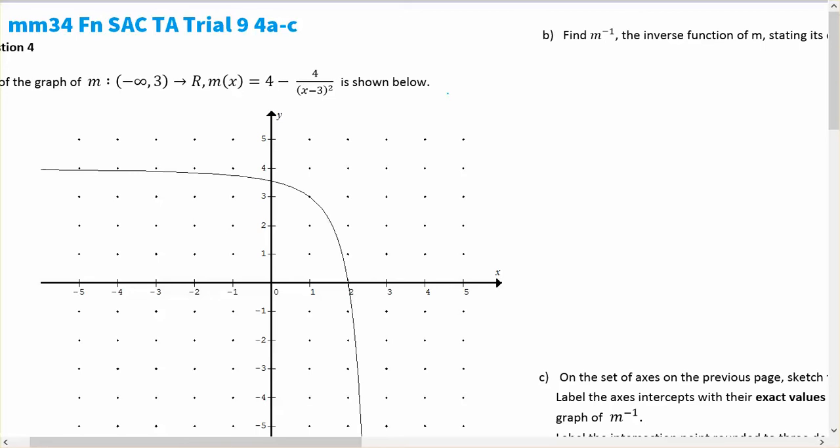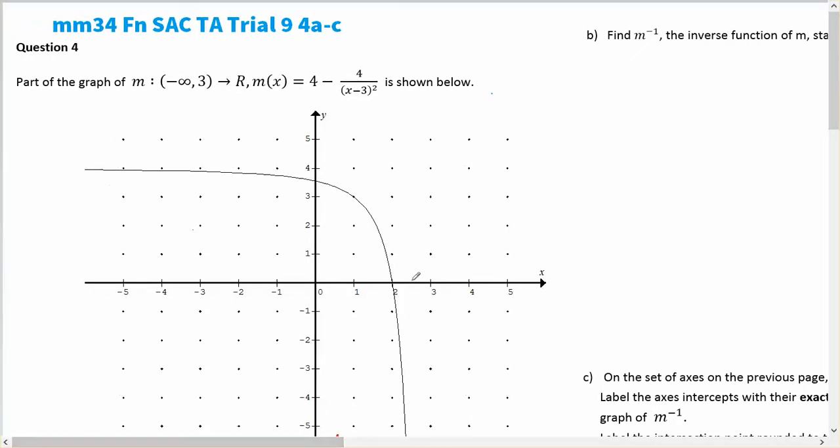This is for Year 12 Methods. It comes out of the functions trial number 9, question 4b. 4a, c and d are done as separate videos. Okay, in question 4, I've got this part of a truncus.